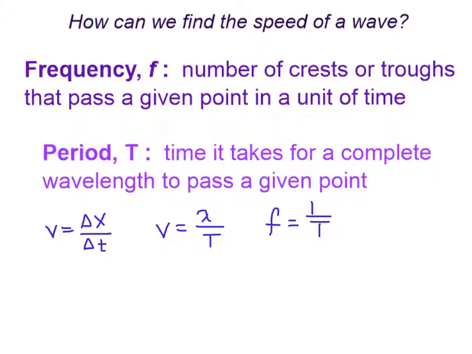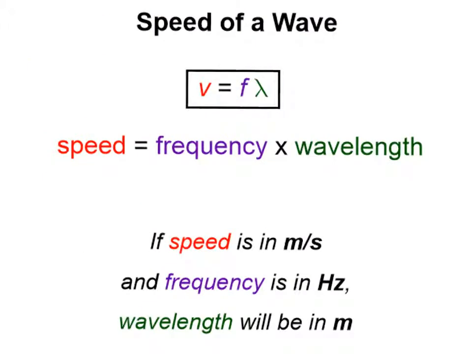Remember also that frequency and period are inversely proportional, so frequency equals 1 divided by the period. We can rewrite this equation as 1 over T times lambda, and if frequency equals 1 over T, we can substitute that into this equation, and that gives us frequency times wavelength is what is equal to the speed. So here is our fancy equation that we just derived. The speed of the wave is equal to the frequency times the wavelength.